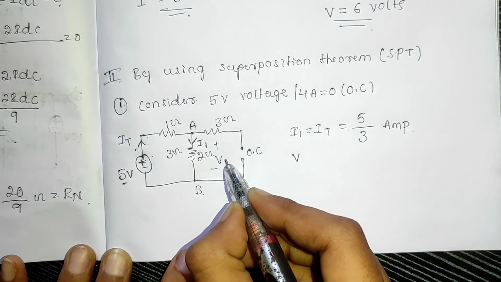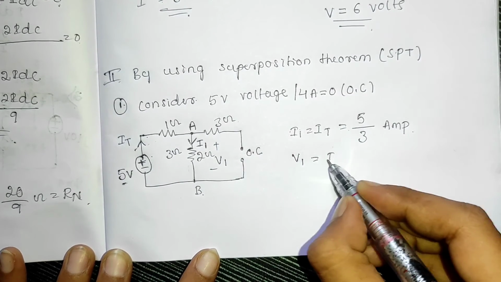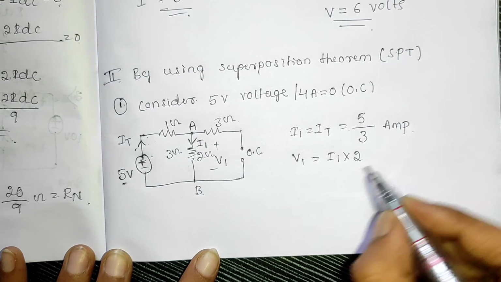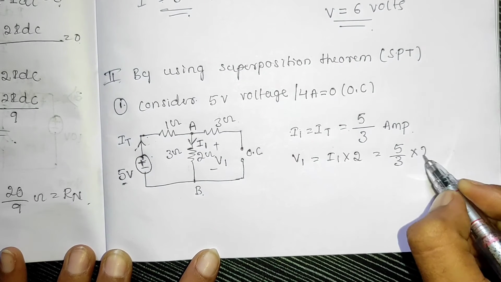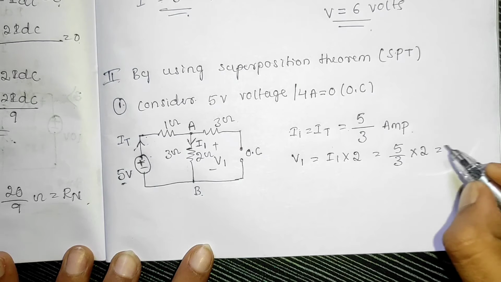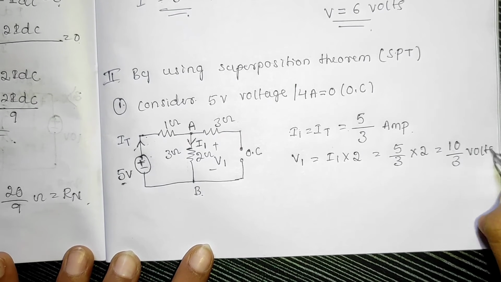So the voltage across the 2 ohm, that is V1. Consider it as V1 equals I1 into 2, right? So here the I1 value is 5 divided by 3 into 2. So that is equal to 10 divided by 3 volts.